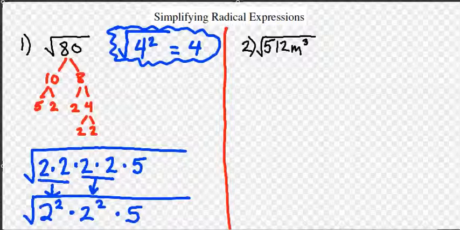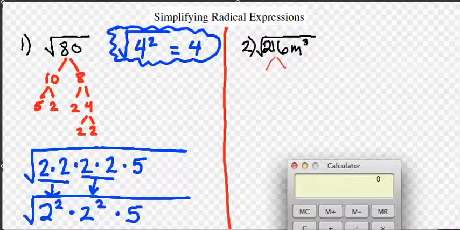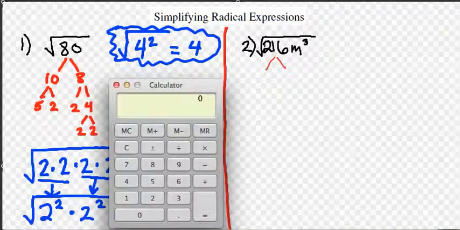All right, let's move on to the next question. And I've actually changed my mind a little bit. Instead of 512, let's do 216. Again, we want to take 216 and break it into its perfect squares. So this might require a calculator. Since we know that 216 is even, we know that we can divide that by 2.